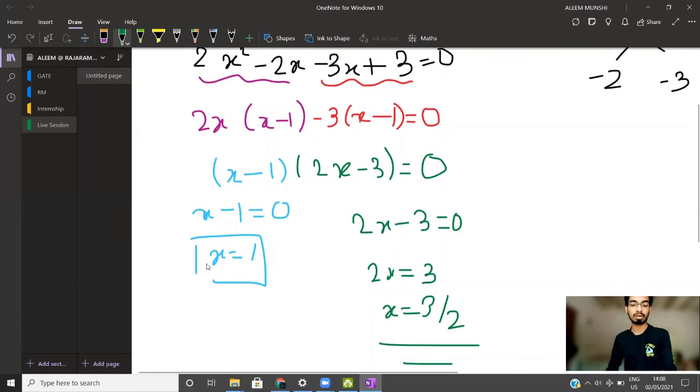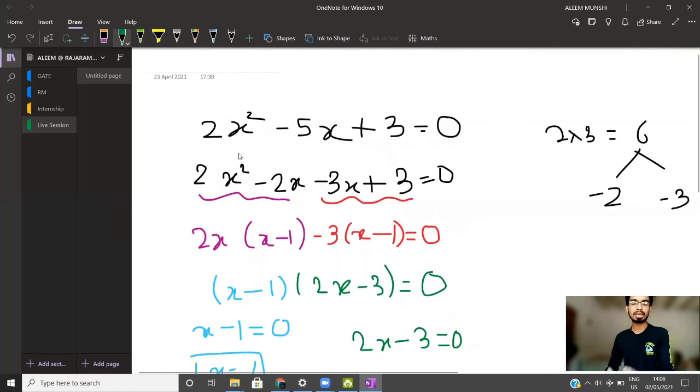Consider both the values of x. Let's just try for 1. If I put 1 in place of x, what's the answer? 2x square minus 5x plus 3. Consider the first equation. If I put 1 here, 2 into 1 square, that is 2, minus 5 into 1, minus 5, 2 minus 5, minus 3, plus 3, it is equal to 0. So left hand side becomes 0, which is equal to right hand side, which is 0. So our equation is satisfied. That's the whole concept we have to deal with. We have to find two values for which the equation is satisfied.